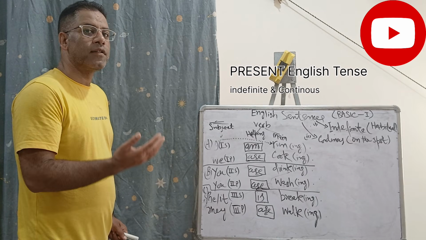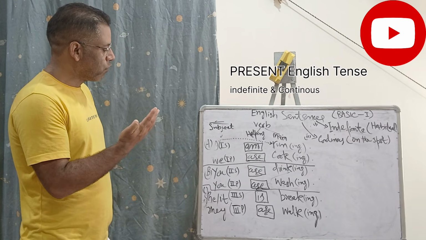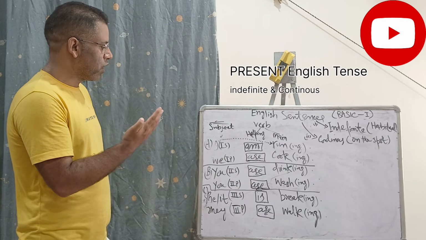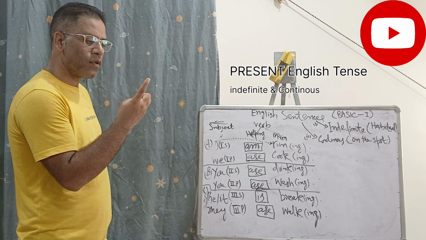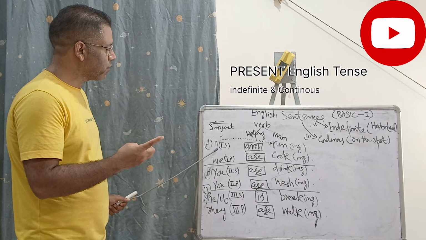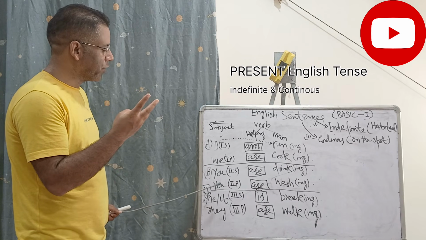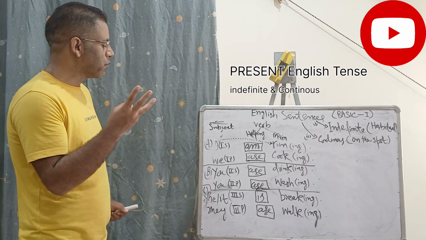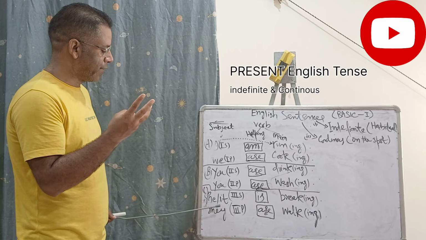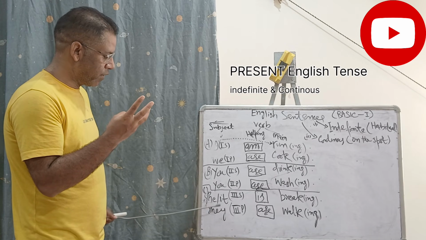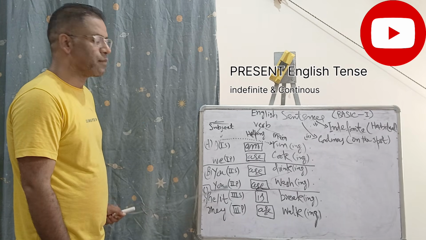So under the basic category of subjects in the English language, we have briefly three numbers. We have first person singular and plural, that's I and we. Second person singular and plural, that's you and you. Third person singular and plural, under singular we have he, she, it, and under plural we have they. Okay, they are the basic set of English subjects.